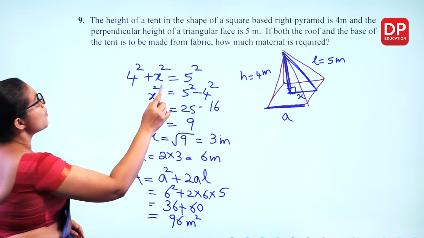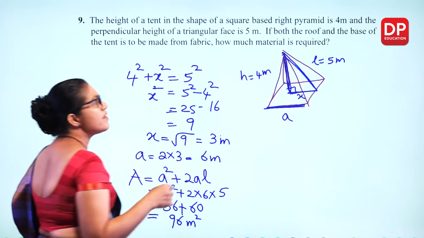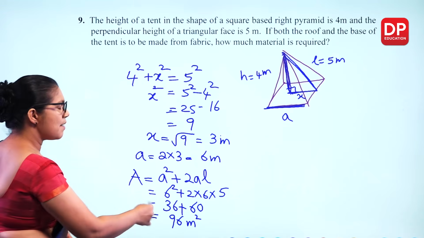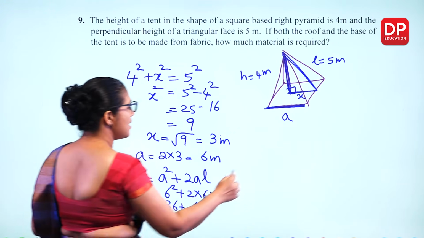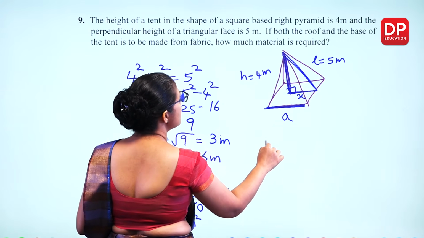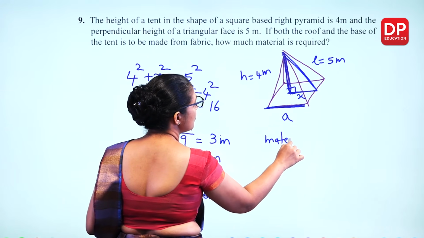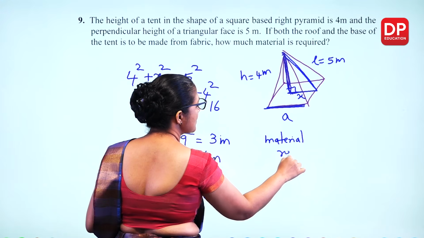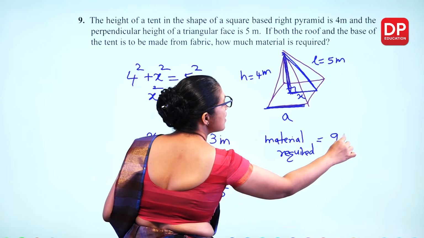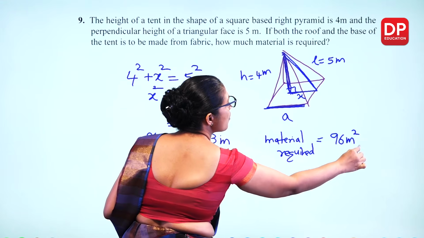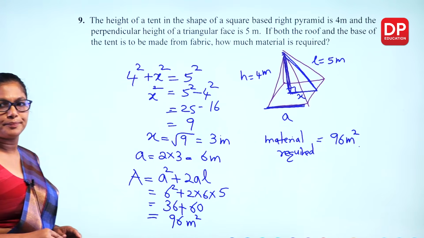So the question asks how much material is required. That is the same as the surface area of this pyramid. So here the answer is, material required is also the same answer. That's equal to 96 square meters.